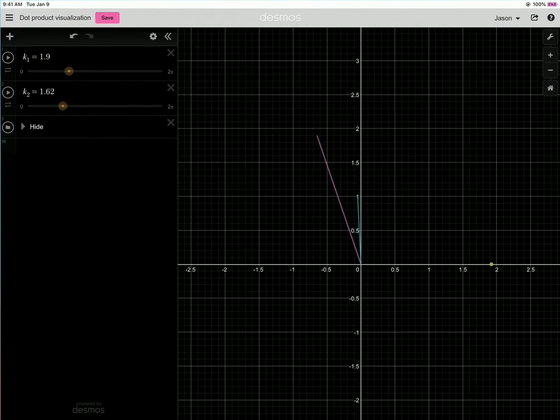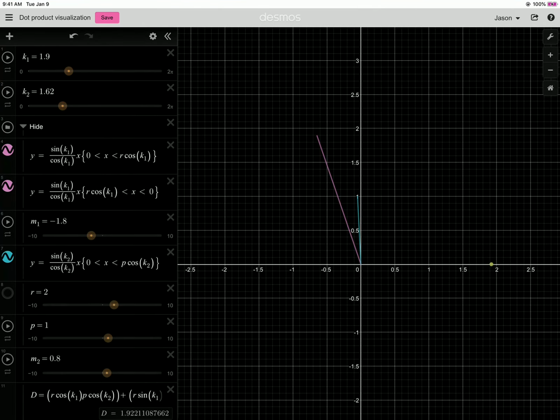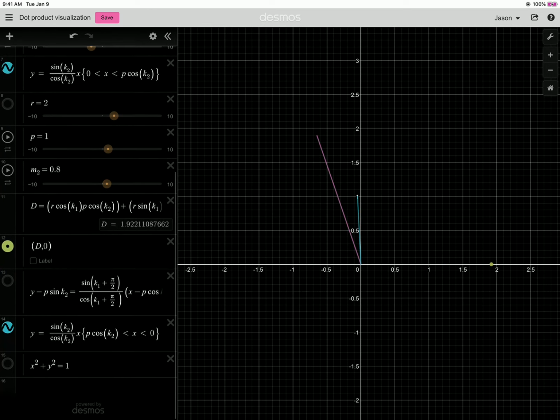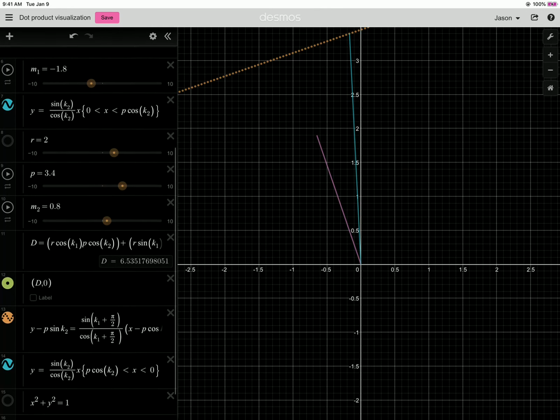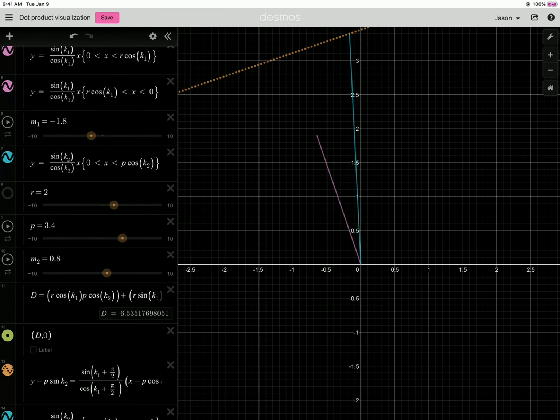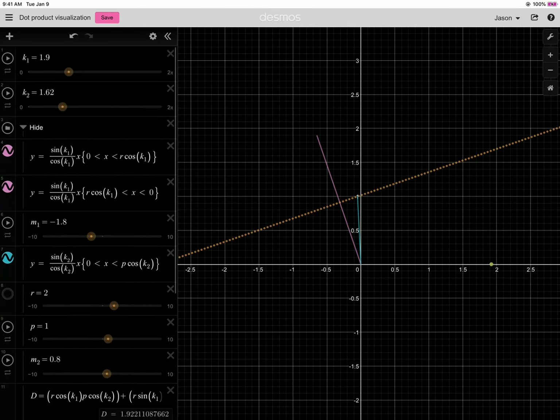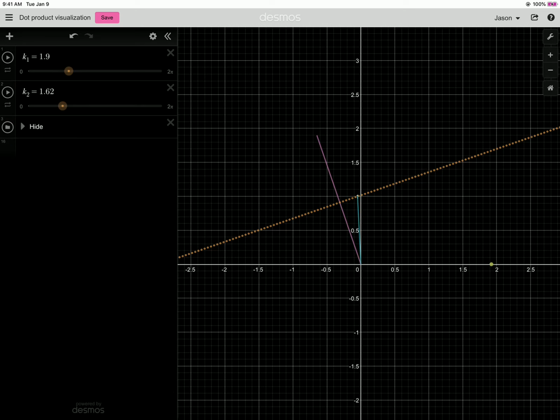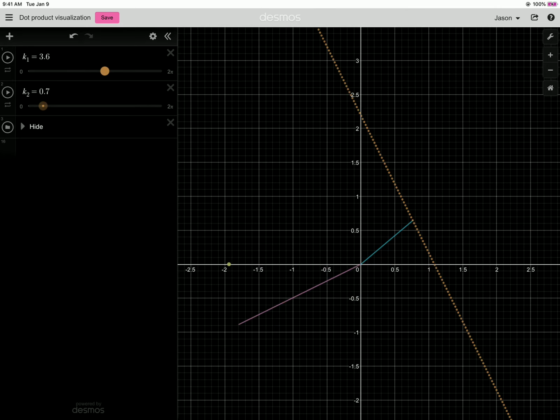Let's go back to this idea here. So now if I show you that dotted line, where was it? It was this one. Oops, I just changed the size of my vector. R is 2. Where's my P? P is 3.4. We wanted that to be 1. So it's called directional multiplication. I multiply both vectors' magnitudes together when they're going in the same direction. I multiply them together when they're going in opposite directions, but I make it negative.